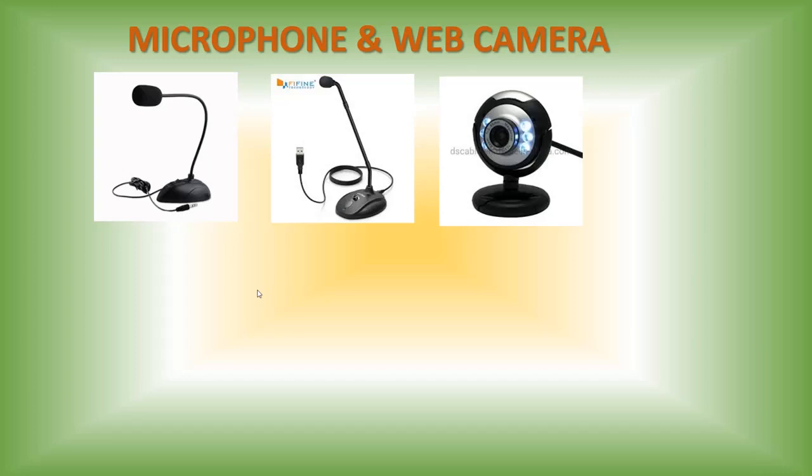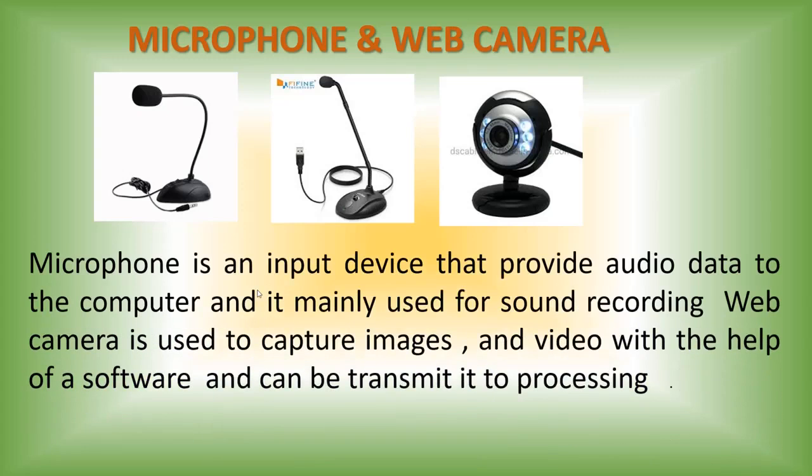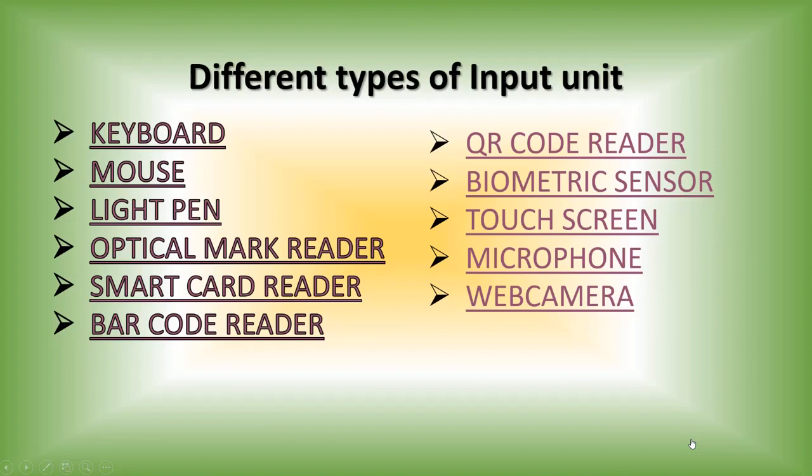A web camera is used to scan images, and that image is passed to the CPU. So audio and images captured by using a microphone and web camera are then transmitted to the processor. This is another type of input device. So these are the different types of input devices used in a computer.